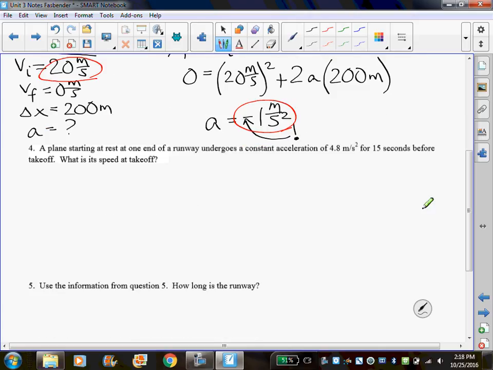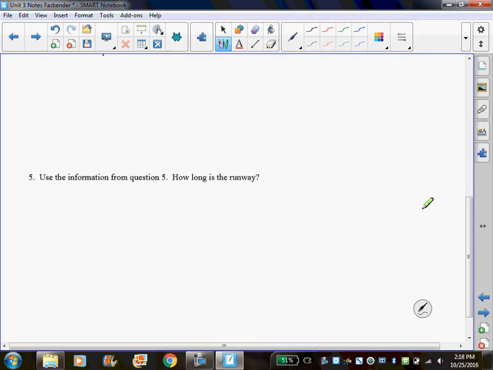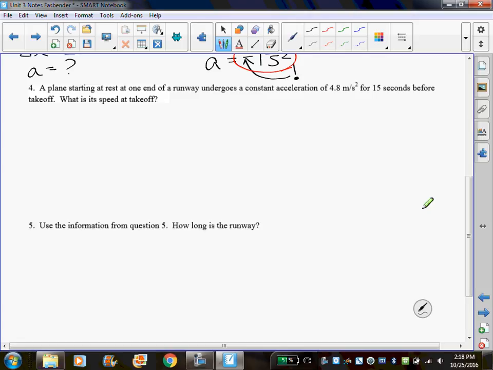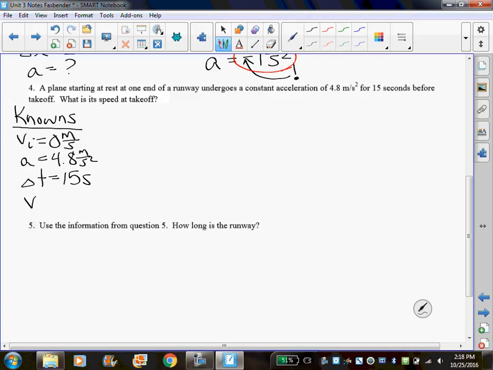Let's do one more, or actually two more. A plane starts at rest at one end of a runway, undergoes a constant acceleration of 4.8 meters per second squared for 15 seconds before takeoff. What is its speed at takeoff? Again, the first thing we will do is make a table of knowns. The plane starts at rest, so our initial velocity is 0 meters per second. It undergoes a constant acceleration of 4.8 meters per second squared, and it does it for 15 seconds, so our time is 15 seconds. We want to know our speed at takeoff. We're going to call that the final velocity.